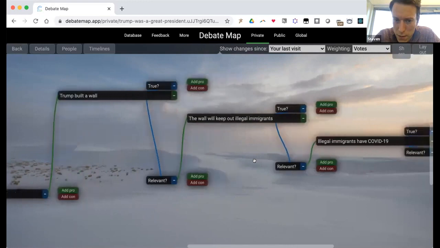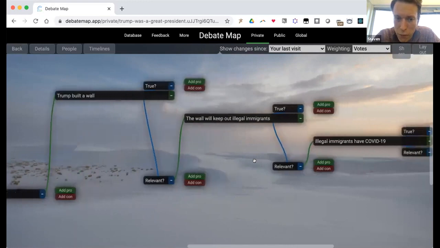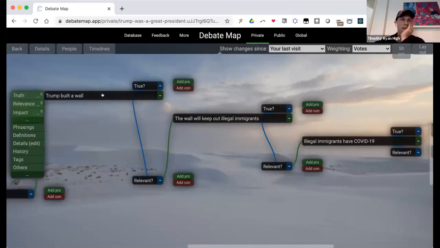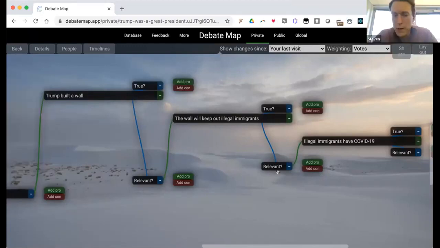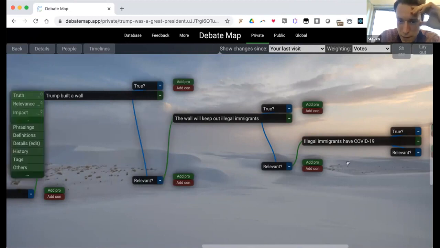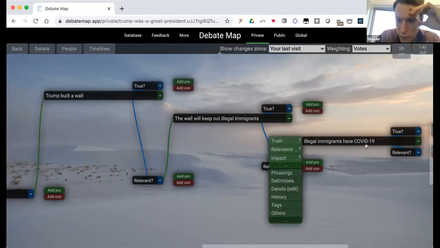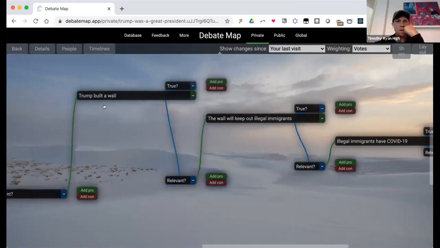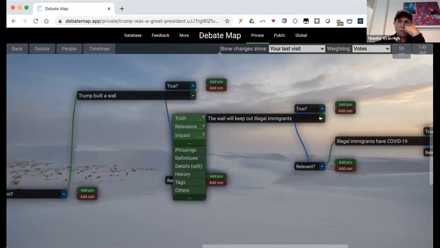Yes. So the relevant block here in the middle of the screen points to relevant in context of Trump being a good president, correct? Right, exactly. Why is this relevant to this? And in this case, why is this relevant to that? Yeah, and now you're trying to say illegal immigrants have COVID. Why don't you just add "illegal immigrants have COVID" to the previous relevance? Here it doesn't fit. Yeah, exactly. Okay. Because it's standalone. Trump built a wall.